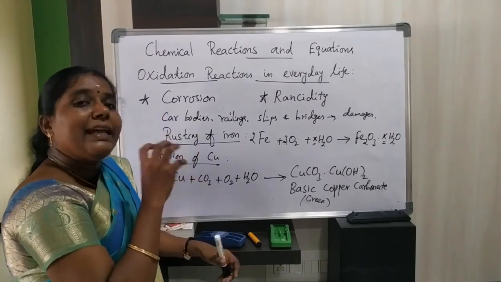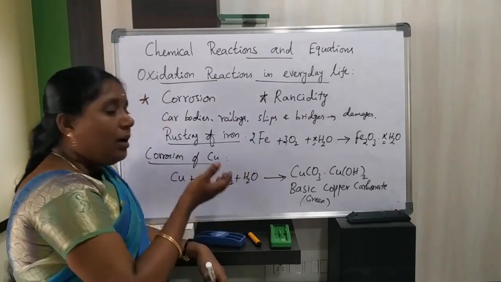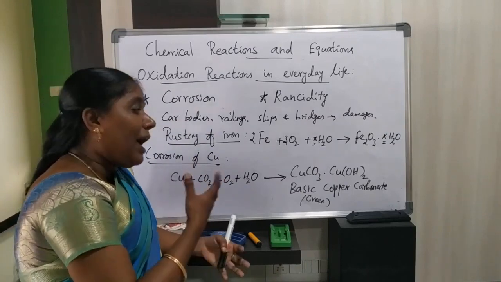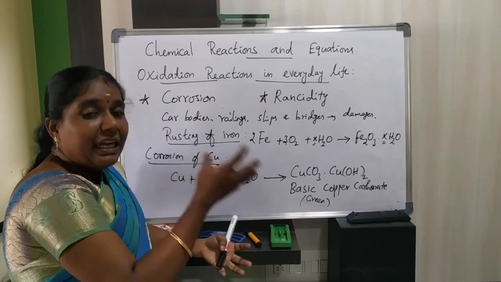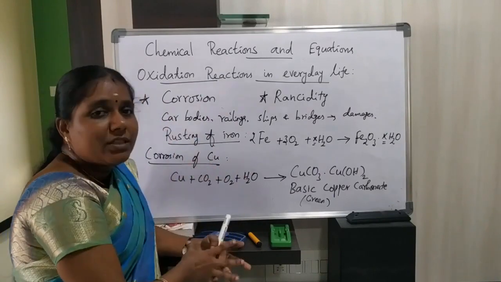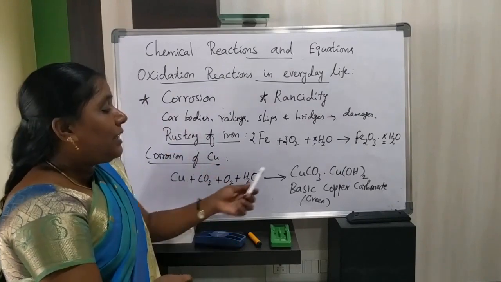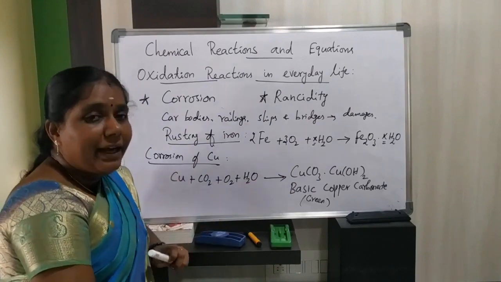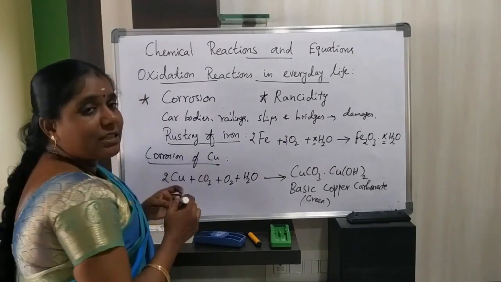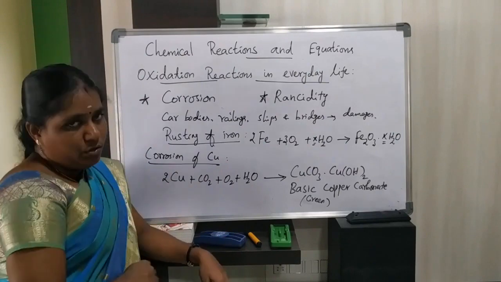How does this copper metal get corroded? If we leave copper metal in atmospheric air, moisture and carbon dioxide react together and form a green coating on the copper. That green coating on copper is considered corrosion of copper. It forms basic copper carbonate, that is copper carbonate and copper hydroxide, both combined together. This process is called corrosion of copper. So this is also one of the best examples of corrosion.